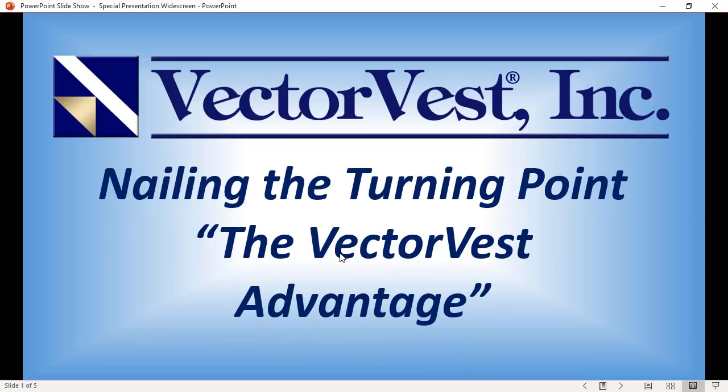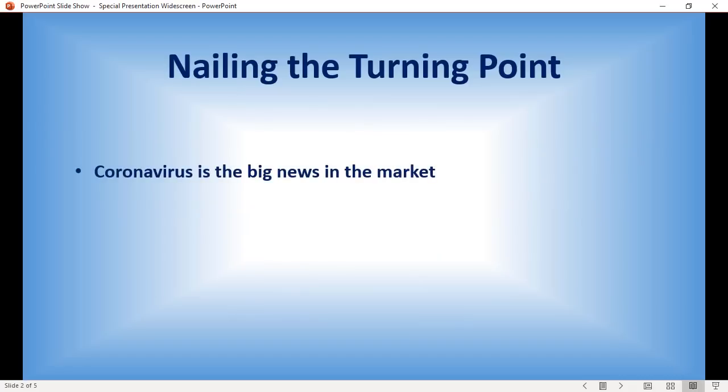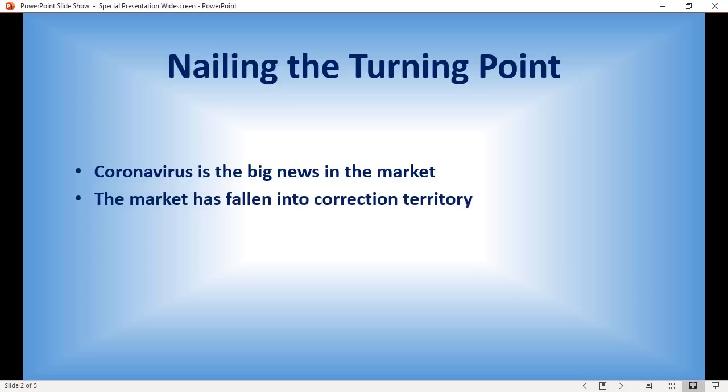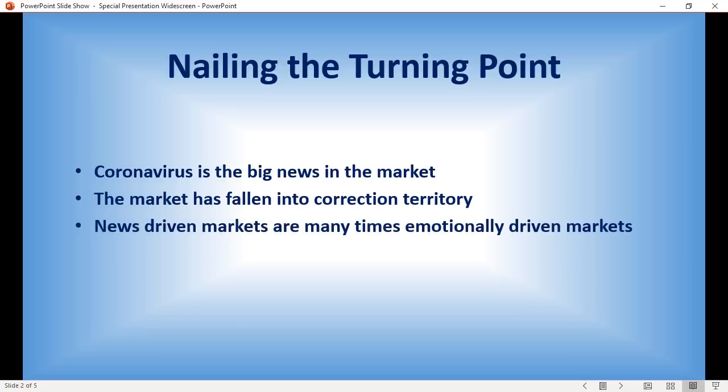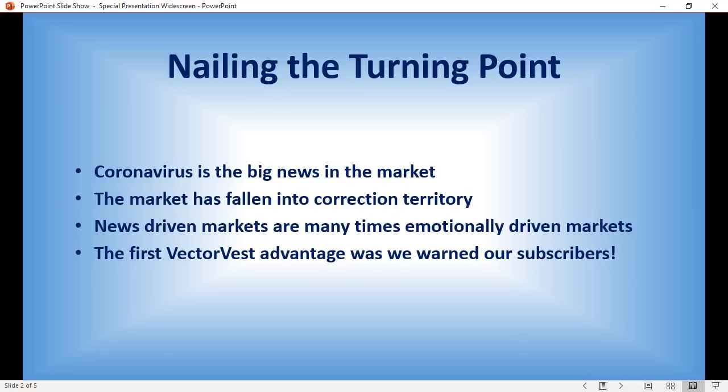So first off, let's talk about what's going on in the market right now. The coronavirus is the big news in the market, and it's driving the market down precipitously. So, the market has fallen now into correction territory. Normally, news-driven markets many times are emotionally driven, but the times with the coronavirus in play right now is definitely affecting economies around the globe. But the first advantage is that we as VectorVest warned our subscribers of what was happening before it happened.